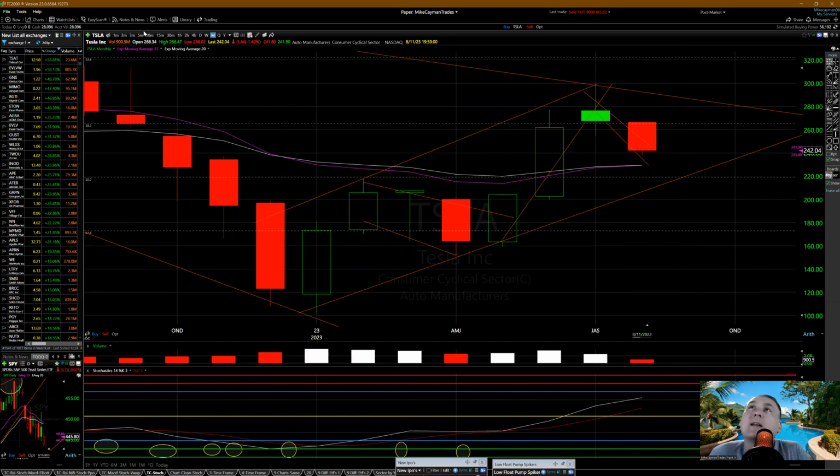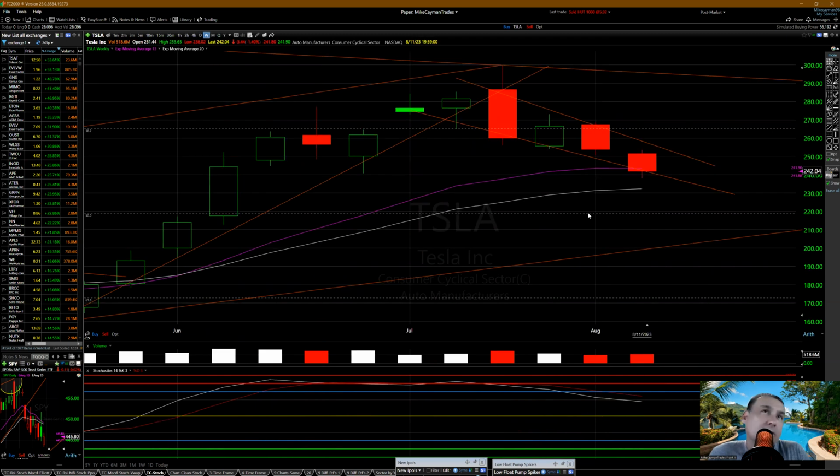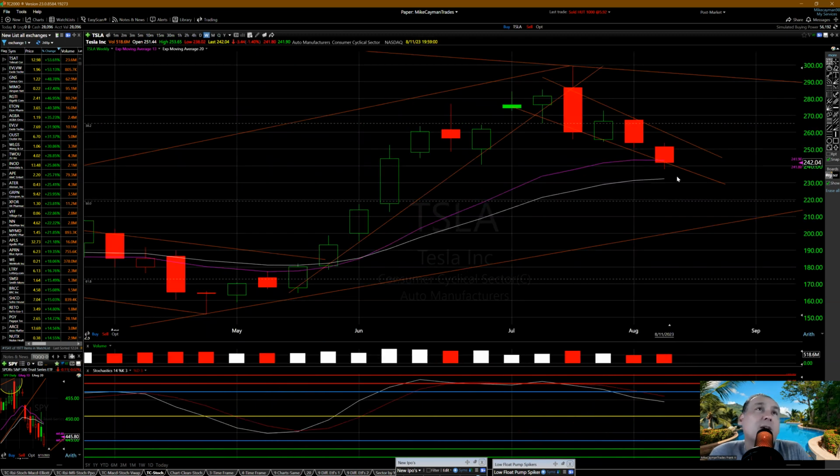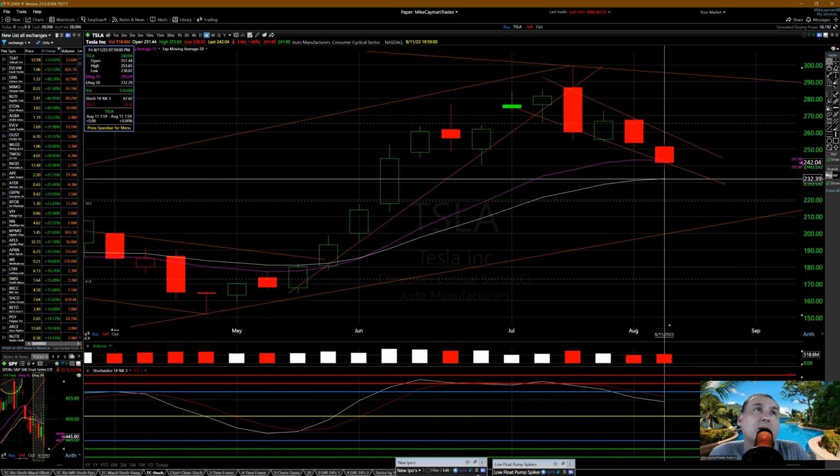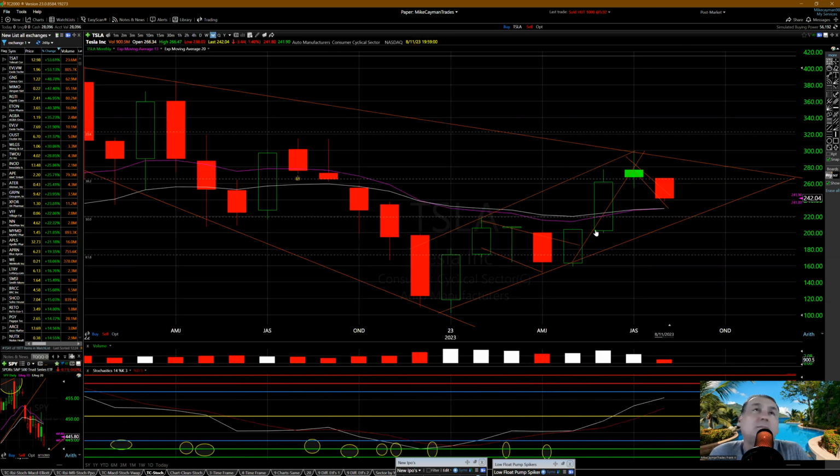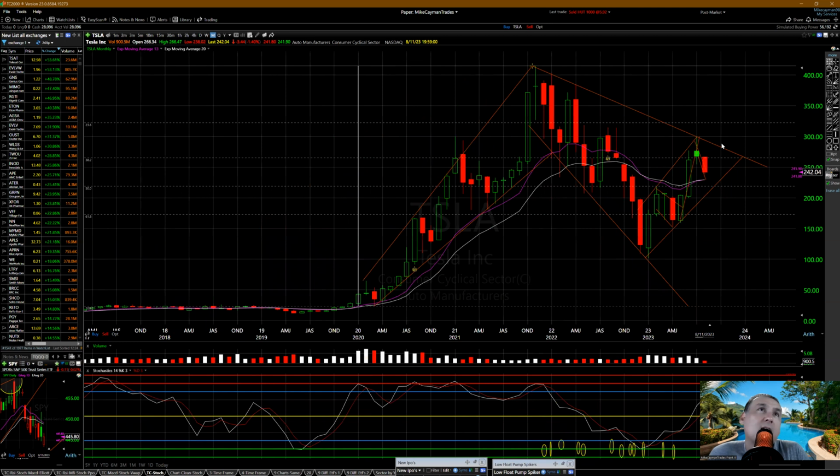Let's see at 229 level. Let's look on the weekly there. It already went past that 13 EMA. So again, this is up on the weekly about 232. All right, so you can see the lines down, high to low. Another one high to low.